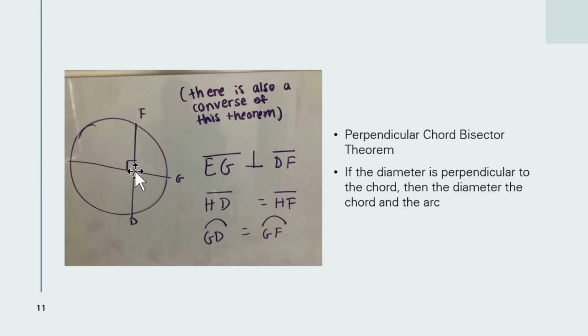So H is our center. H to D is equal to H to F. And then G to D is equal to G to F. Okay? Also remember that lines are 180 degrees. So that actually helps a lot. Like 90 degrees are equivalent when it's perpendicular and so forth.